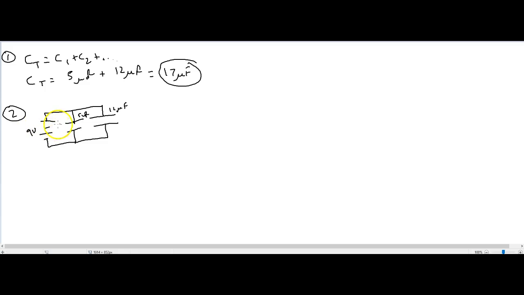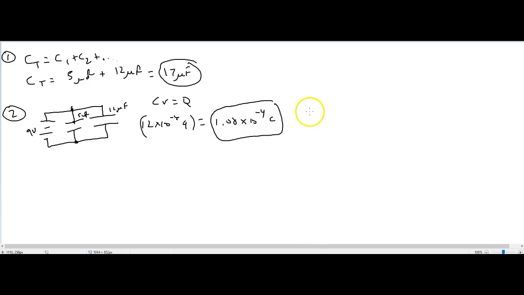So each one gets a 9-volt drop, right? I have to lose 9 volts going from here to here, and therefore it's just CV equals Q. Again, I'm writing the formula the wrong way, but who cares? You guys get to live with that. 12 times 10 to the negative 6 times the voltage, which is 9, gives me 1.08 times 10 to the negative 4th coulombs. That's the unit for that one.